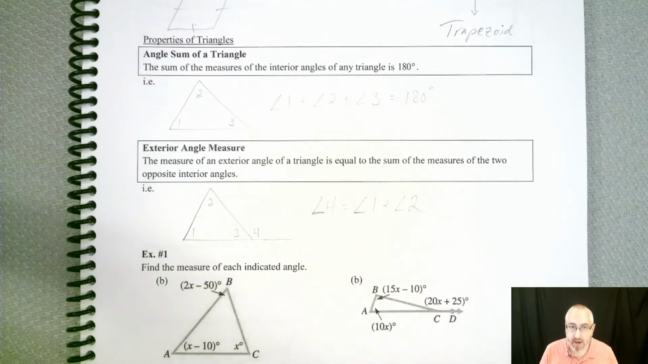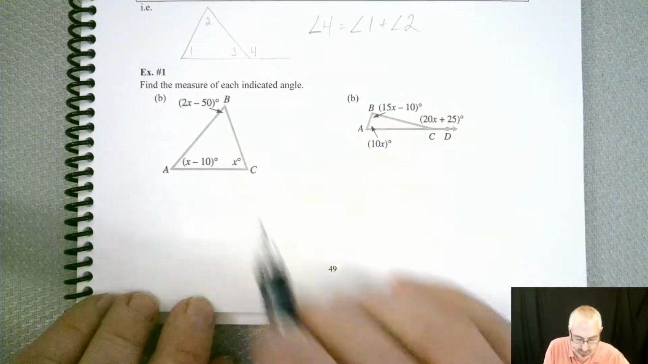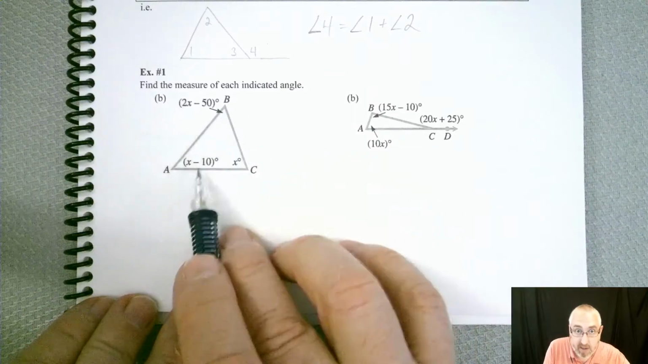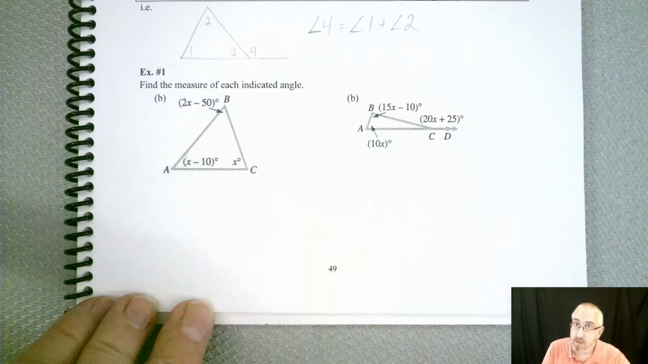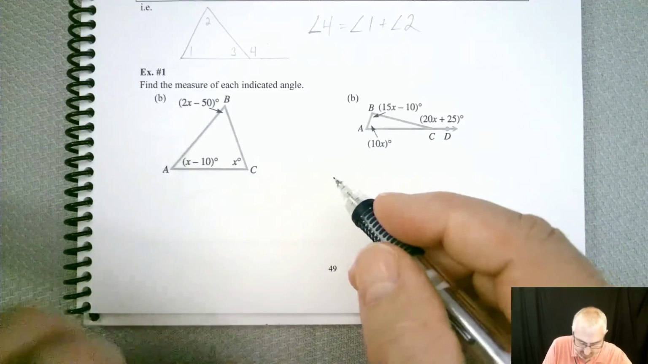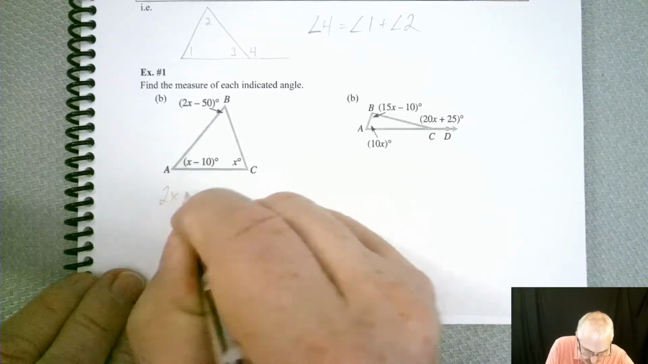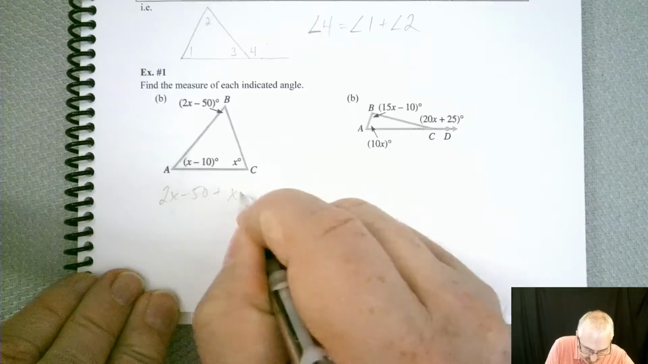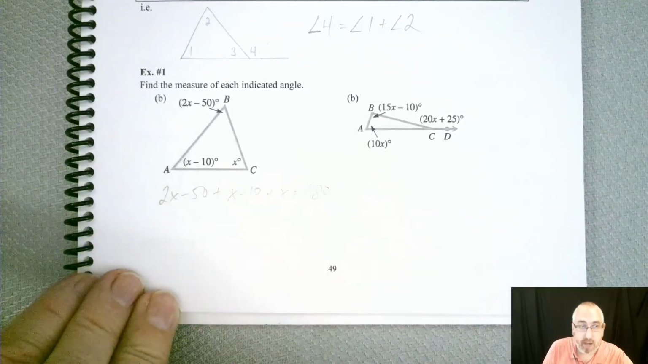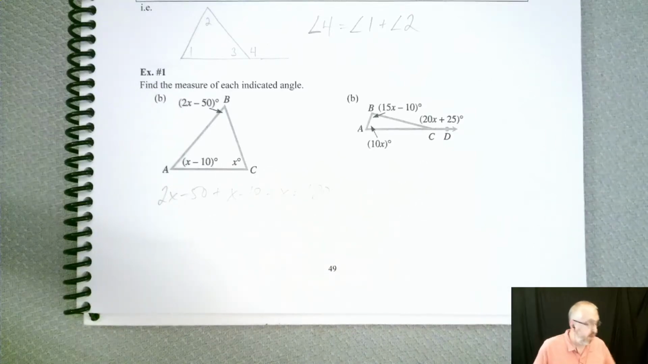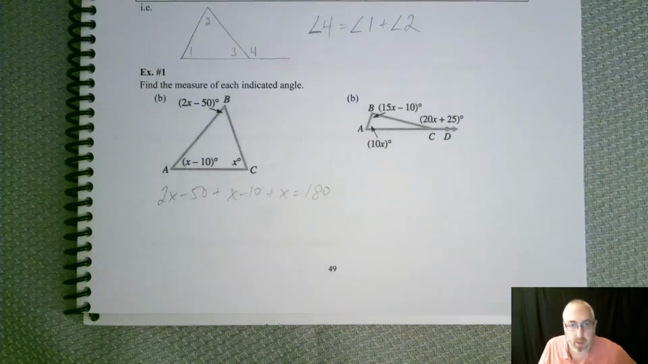Okay, so now let's try it out on a couple of problems. Find the measure of each indicated angle. So we have angle inside, angle inside, angle inside. All three angles are inside, so all three of them, remember, have to add up to 180 degrees. So 2x minus 50, x minus 10, and x all add up to 180. I'm getting that glare again, so let me just shut that light off. Hopefully that makes it a little better for you.